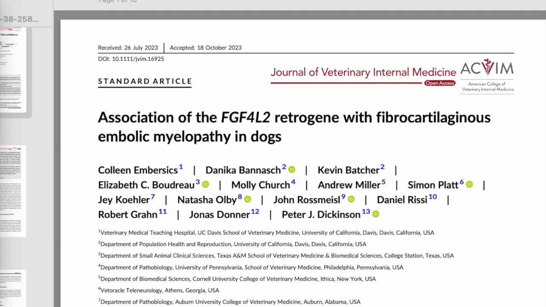The following is a summary of the article titled Association of the FGF4L2 retrogene with fibrocartilaginous embolic myelopathy in dogs. This summary does not do this article justice given all the figures and tables. Please download and review the article if you are able to.